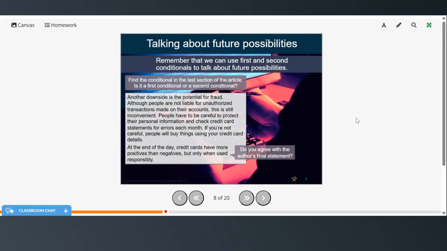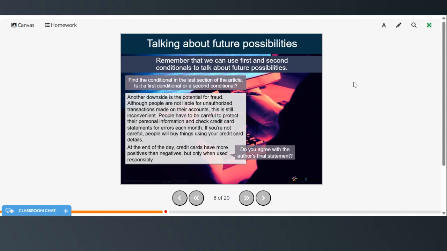Now remember that we can use first and second conditionals to talk about future possibilities. So find the conditional in the last section of the article, and then is it a first or a second conditional? You can pause the video, read it on your own, or you can follow along as I read.